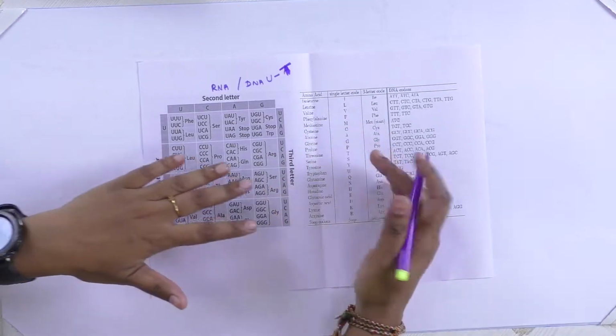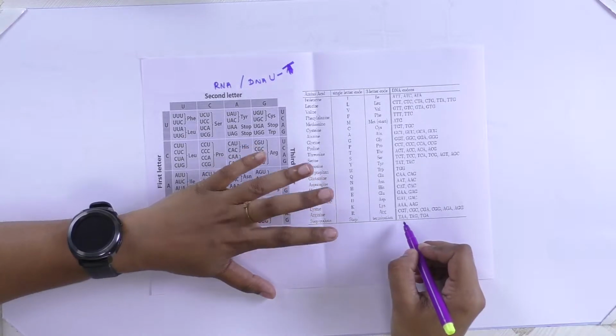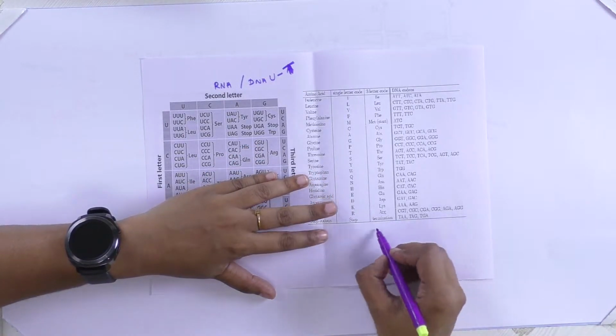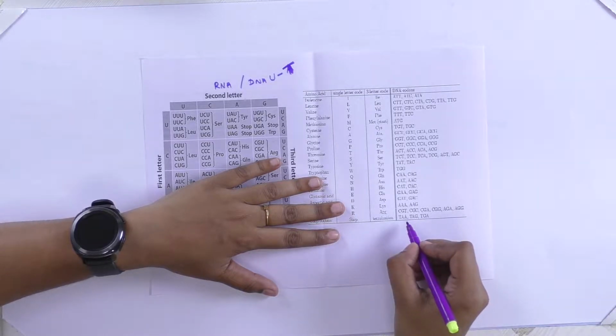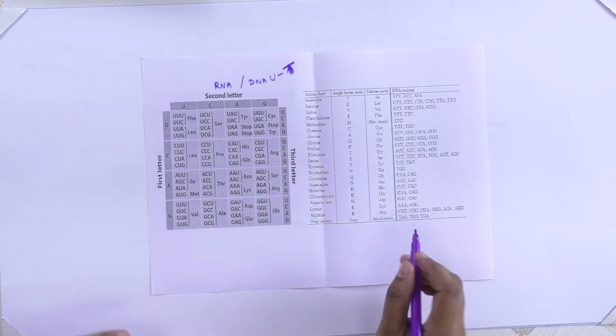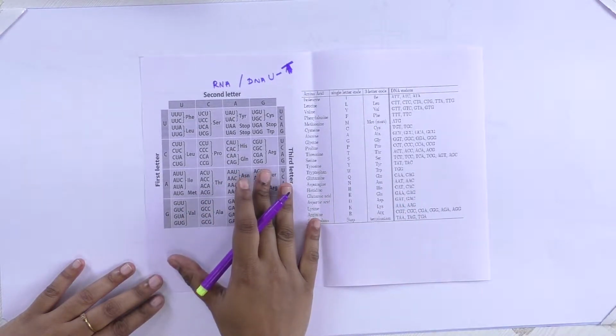And if you see, there are 21 different amino acids, and you will have stop codons, which are known as ochre, amber and opal. These codons, here it is TAA, instead of U it is given as thymine. So this is how your genetic code looks for RNA as well as for DNA.